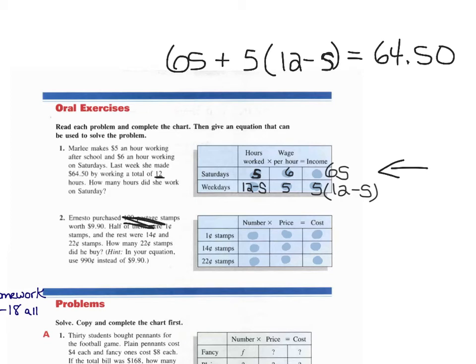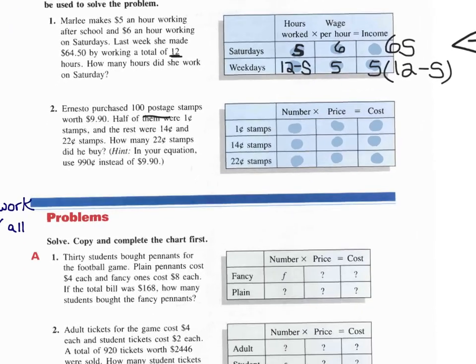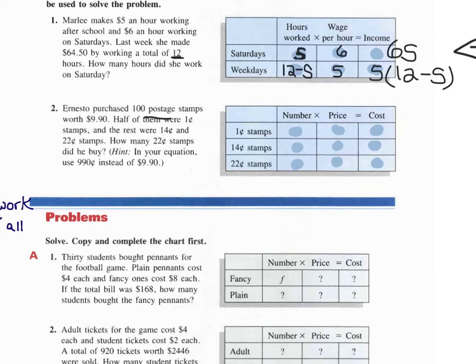Let's just get it set up. So for the next one, we're seeing that Ernesto is purchasing a total of 100 postage stamps, and he spent $9.90. It says half of them were 1 cent, the rest were 14 and 22. And it wants us to find out how many 22-cent stamps he bought. So here, the 22-cent stamps, that's going to be my variable. That's the number of stamps.